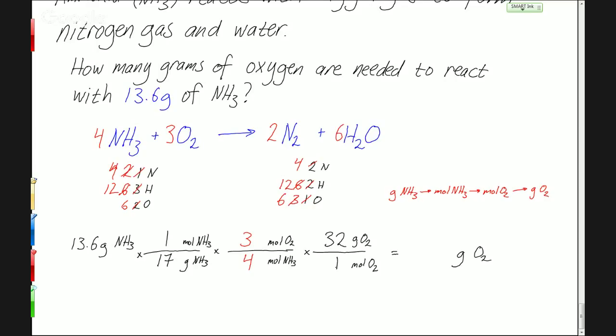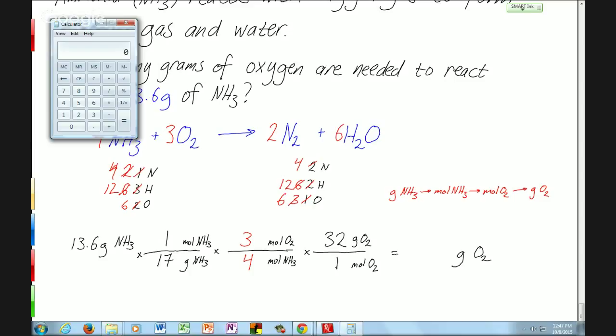So we filled in all the numbers now. Our units all cancel, and we can calculate it. So get my calculator up here, and we're going to go 13.6 divided by, well, I don't know how you like to do it, but you remember you multiply everything on the top, divide everything on the bottom. It doesn't matter what order you do that in. So we can go 13.6 divided by 17 times 3 divided by 4 times 32.